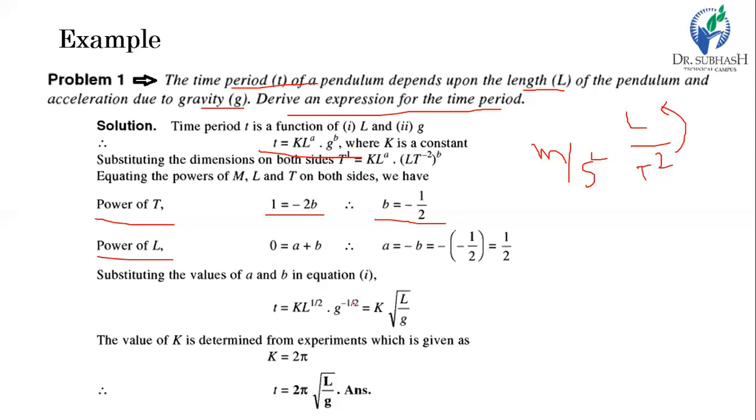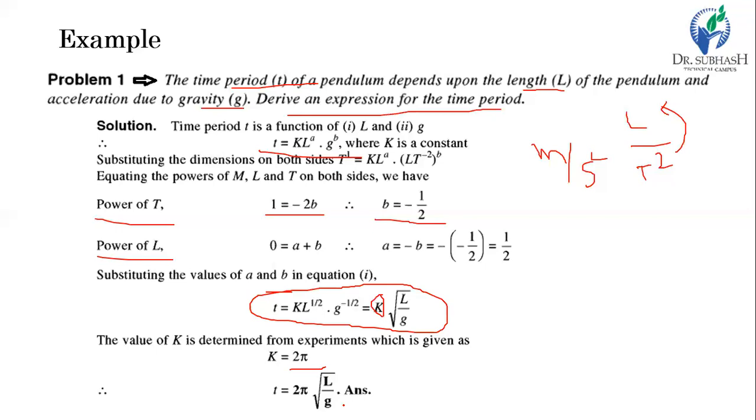And this is nothing but the square root. Since it is a negative power, g goes into the denominator, so T equals K under root L by g. In this way, we can get the relation between the independent and dependent variables. After performing the experiment, you can also derive the value of K, which is 2 pi. So T equals 2 pi under root L by g.